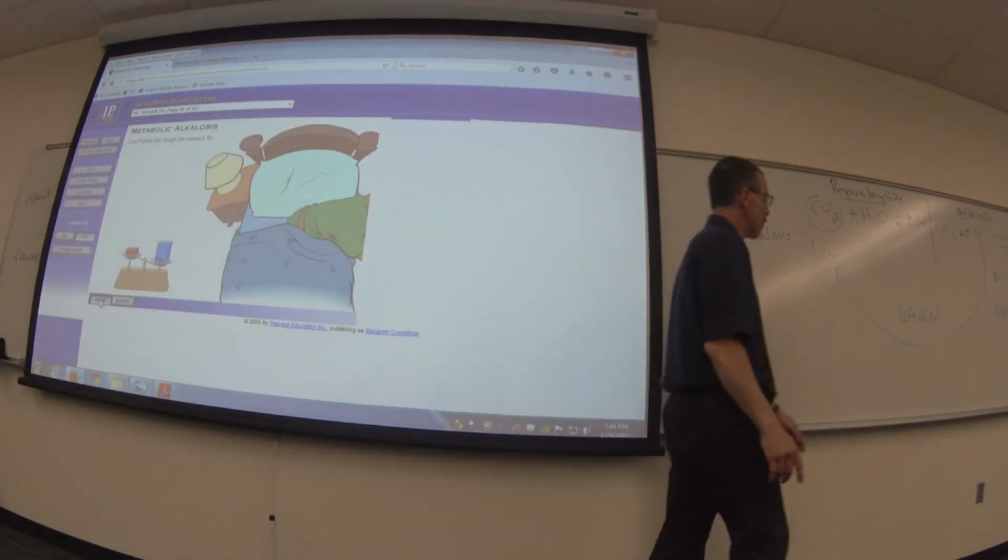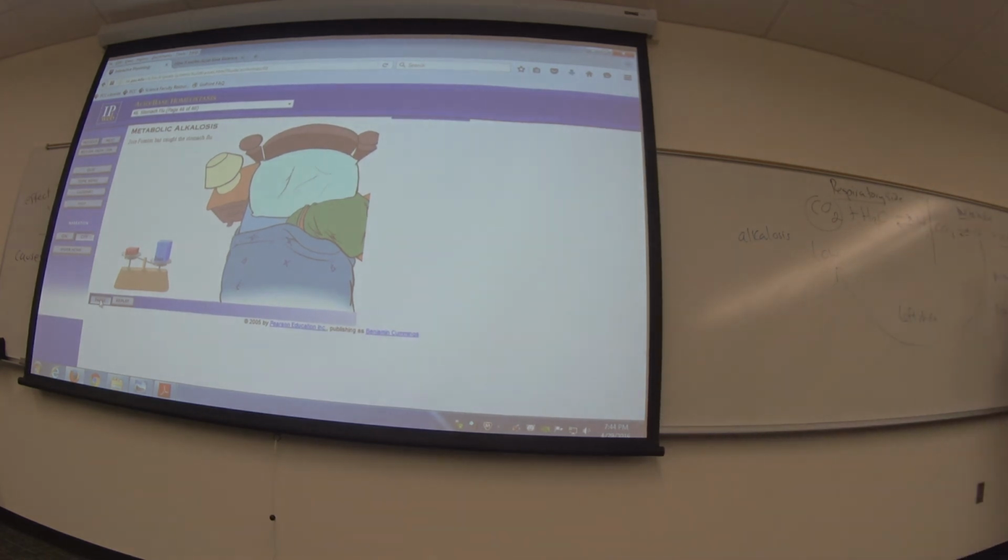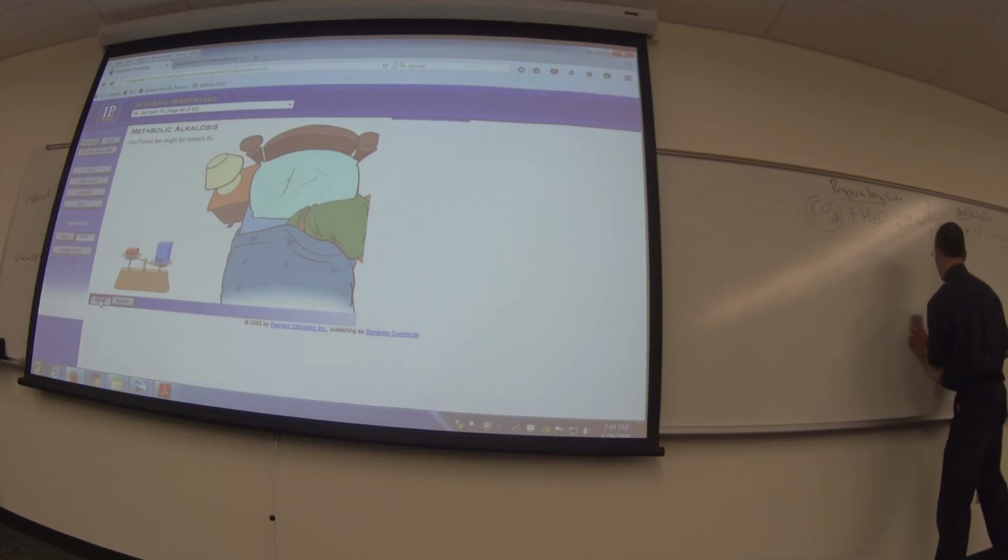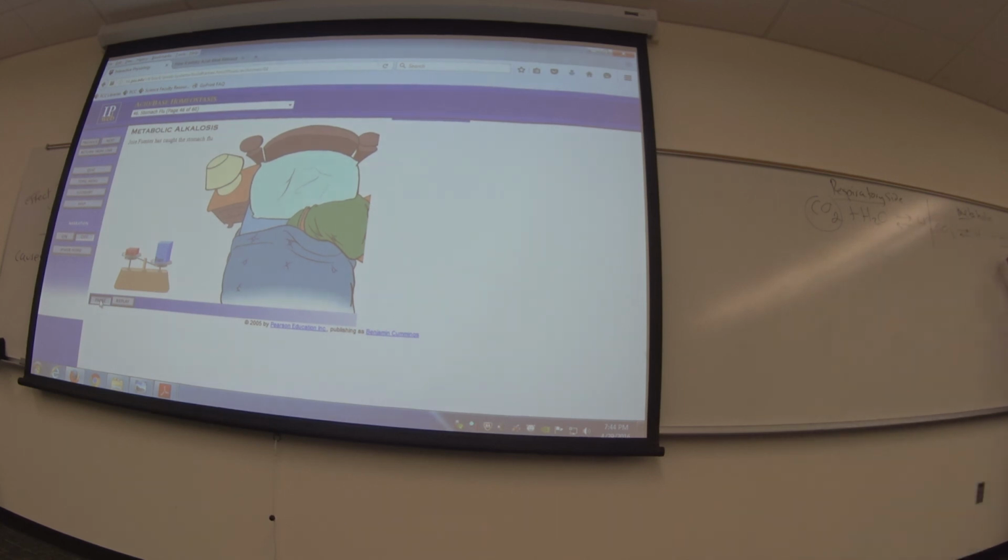Metabolic alkalosis. Let's see if we can figure out why he's metabolically alkalotic. First off, why is it on this side of the equation? Why is it over here, not over there? It just doesn't deal with breathing. Throwing up has nothing to do with your lungs, it has everything to do with what you eat. So he has an eating problem, so he's metabolic.